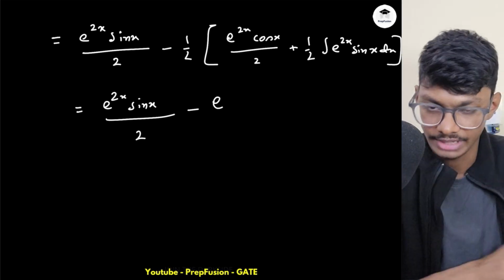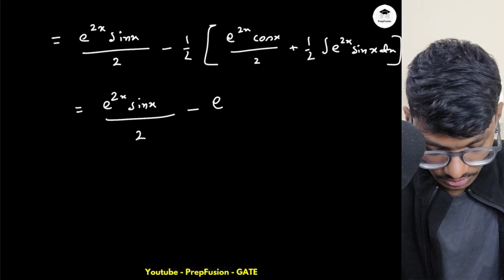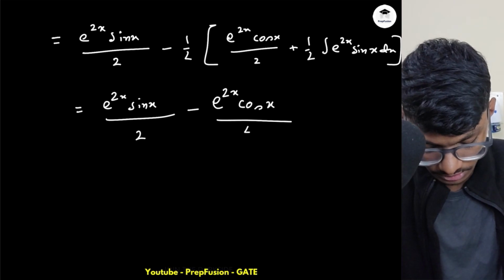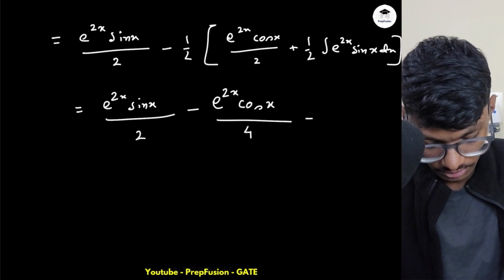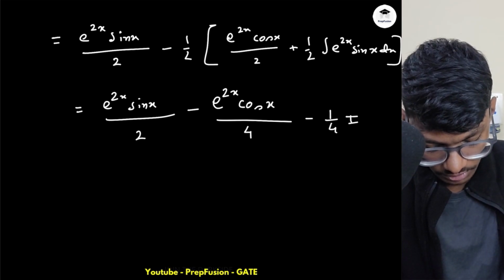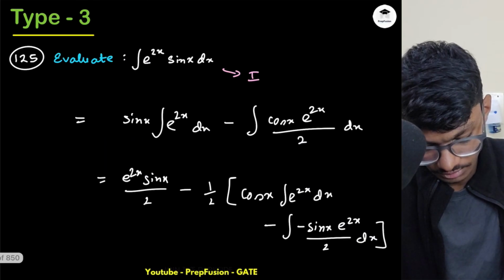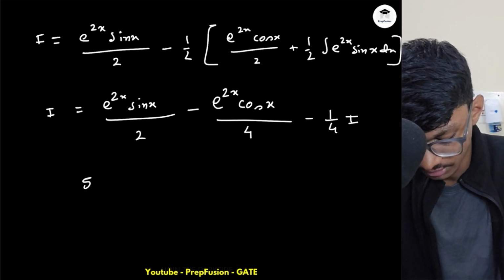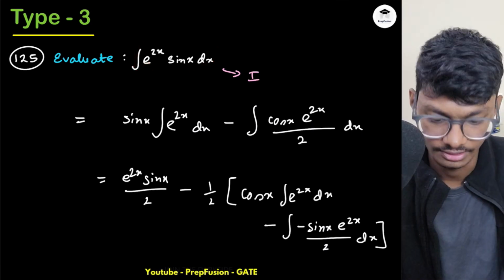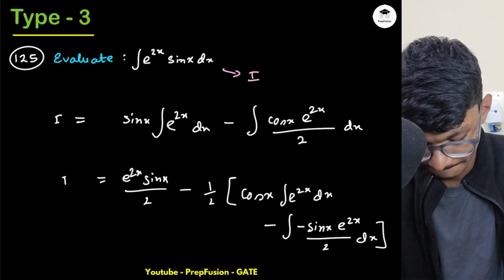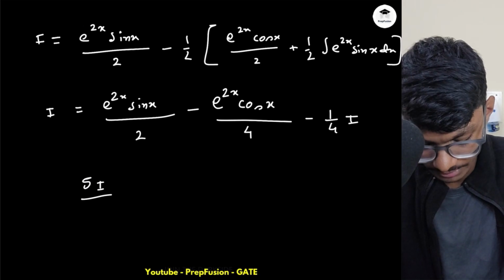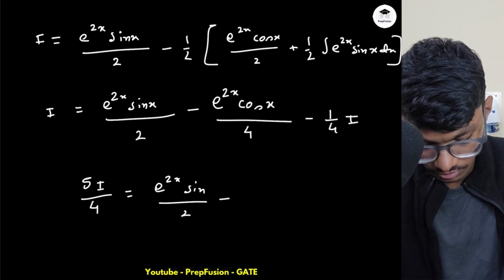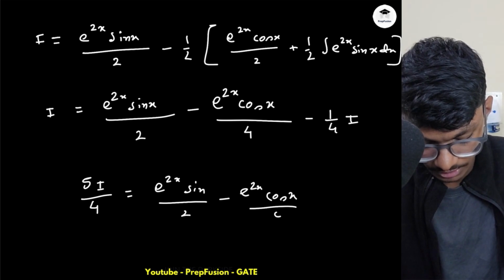Okay, so exactly that is what I will do. I will replace. This is type 3, where you assume I. So this will be e raised to power 2x cos x by 4 minus 1 by 4 I. Okay, this is minus 1 by 4 I. So that I will take to this side. This is I only, right? Because I have given the result of this as I. So 5I by 4 equals e raised to power 2x sin x by 2 minus e raised to power 2x cos x by 4.